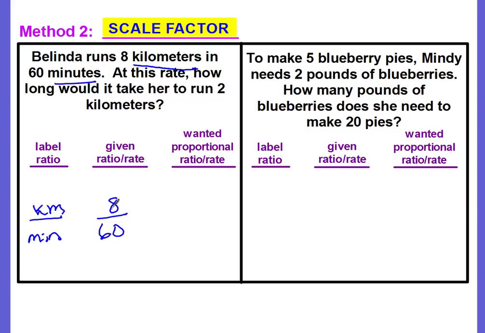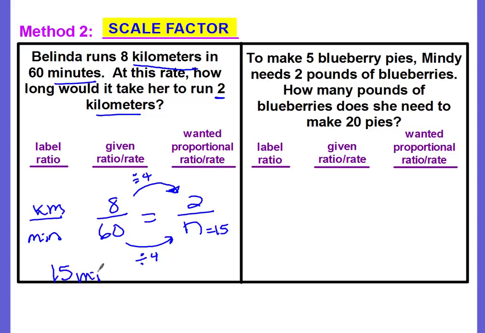Make sure the kilometer number goes on the top. And what are we changing? We're changing to 2 kilometers. So we're going from 8 kilometers to 2 kilometers, and what's missing, our unknown, our n, is going to be the number of minutes. And you can see we can go from the known to the unknown, from 8 to 2, by dividing by 4. So we do the same thing here, divide 60 by 4, and our n is going to equal 15. So at this rate, how long would it take her to run 2 kilometers? The answer would be 15 minutes.